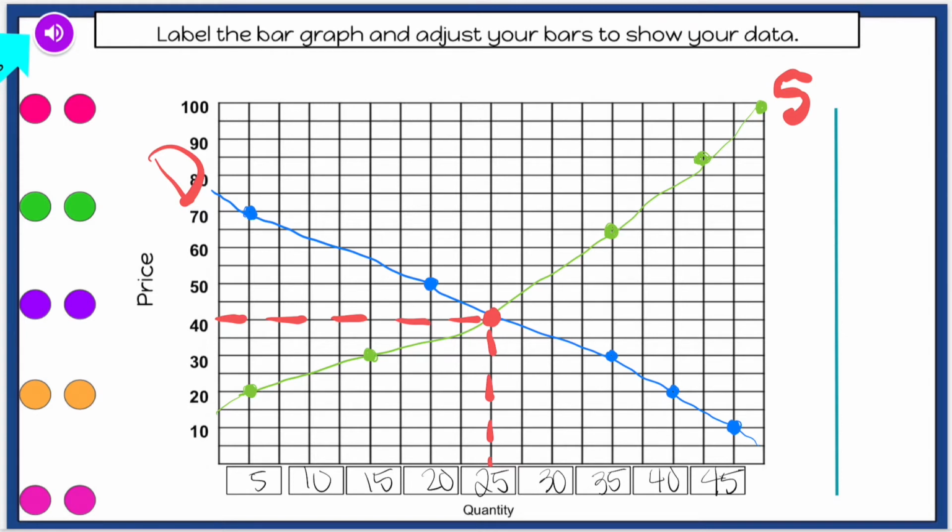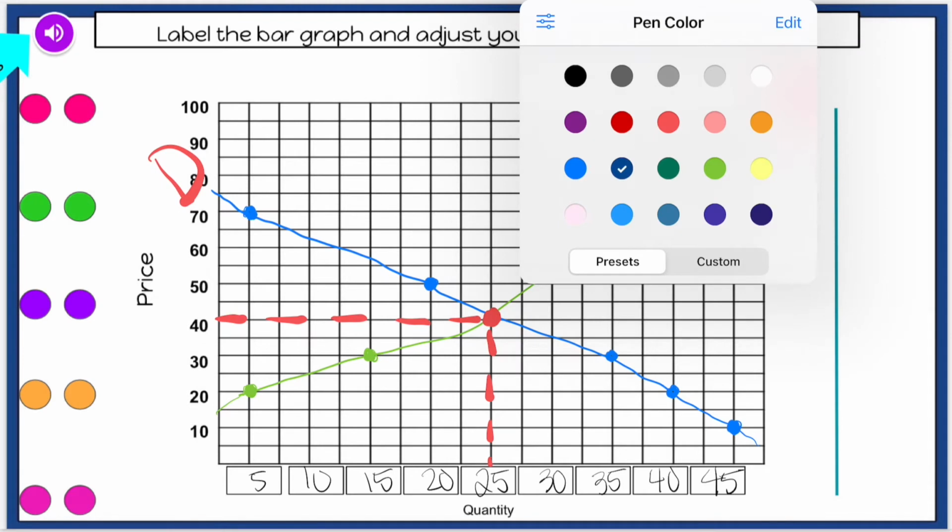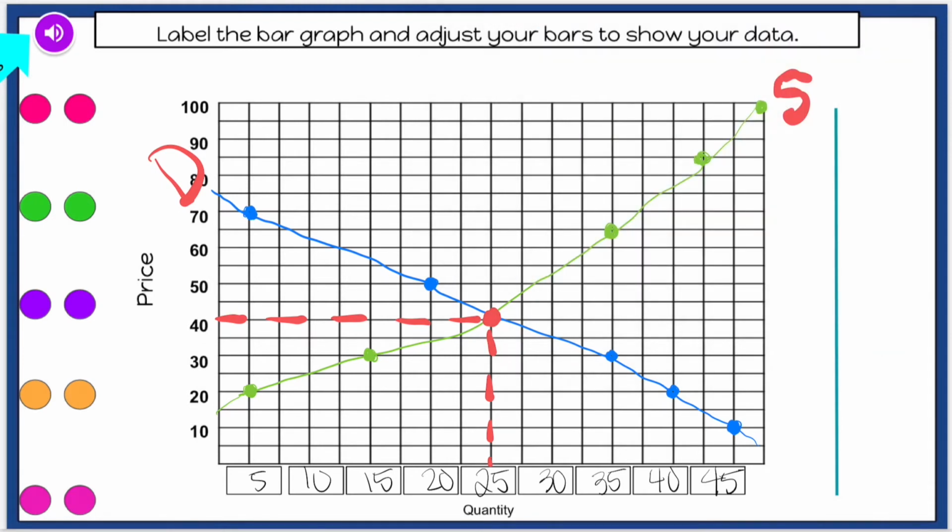At $40, businesses are willing to supply 25 products. And that's our equilibrium price. And these are just hypothetical numbers. But we're talking about a decrease in demand. So I'm going to make the demand color a lighter blue. So if demand decreases, it's going to move to the left. So again, hypothetical numbers. Let's just say demand decreased to here.